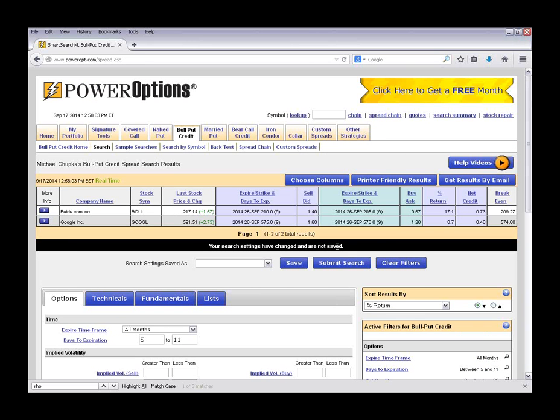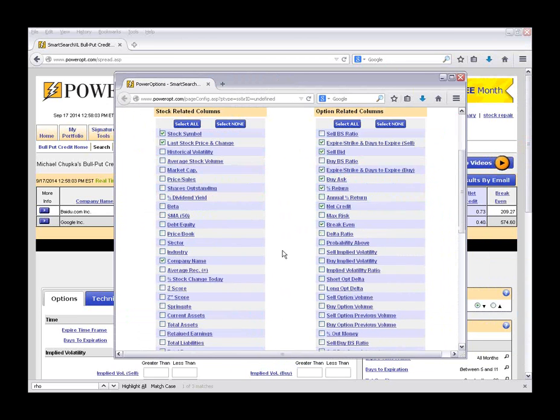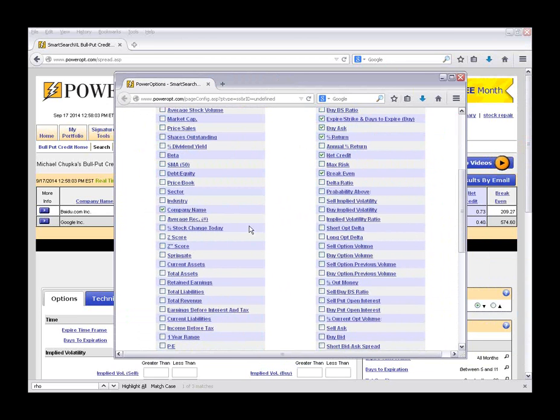All right, so we only have 2 results. But number 1, that helped us save time with our options research and analysis. But number 2, let's take a look at something else. I'm going to go into choose columns once again. And this isn't a great example, but we're going to do other ones as well.